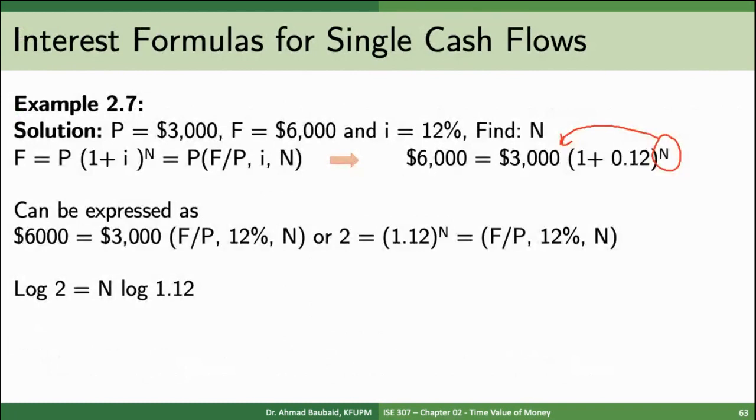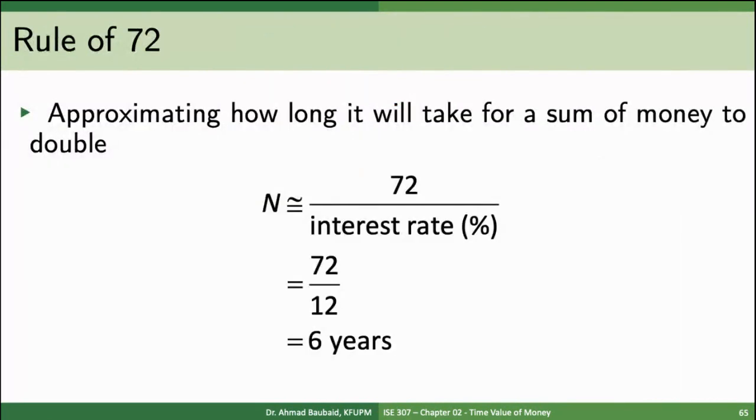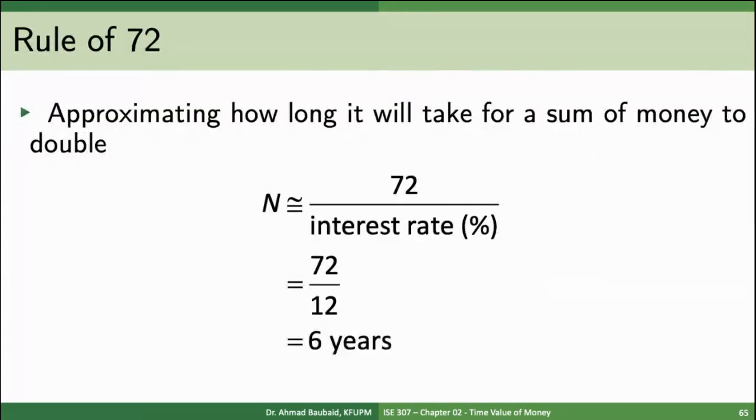So in this problem, we saw that the interest rate is 12%. So I take 72, I divide by 12, I get 6 years. If you look at the actual solution, it's 6.12 after rounding. And so our solution using the rule of 72 is a pretty nice approximation. So if you just want to quickly compute how long it will take for your investment to double in size, just 72 divided by whatever interest rate, and it will give you an approximate value for the number of years it will take.